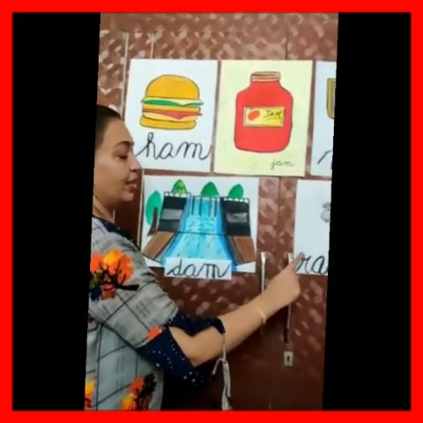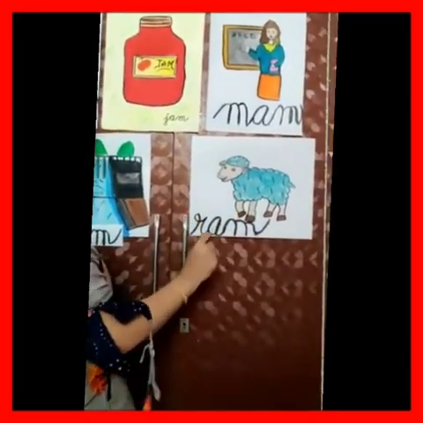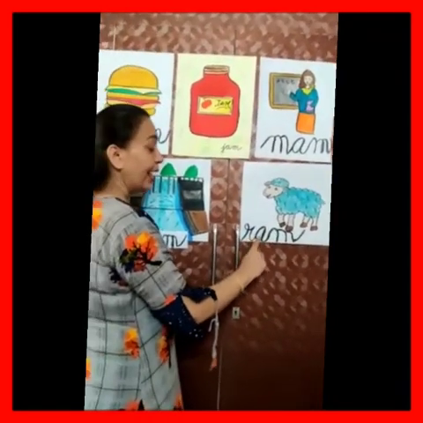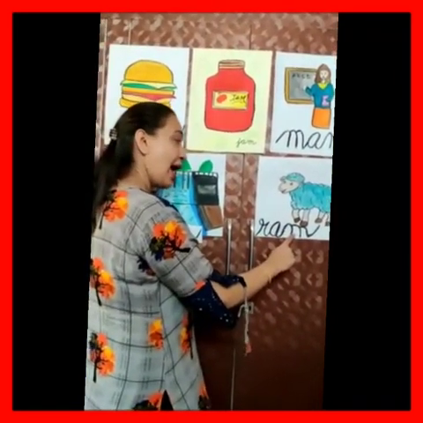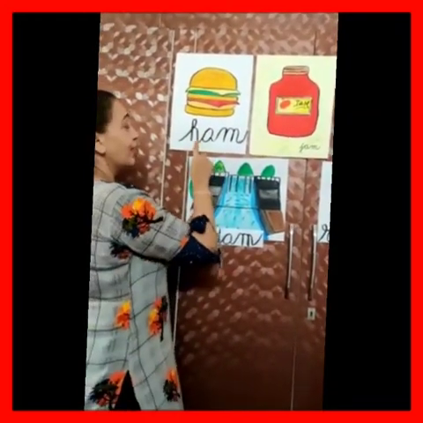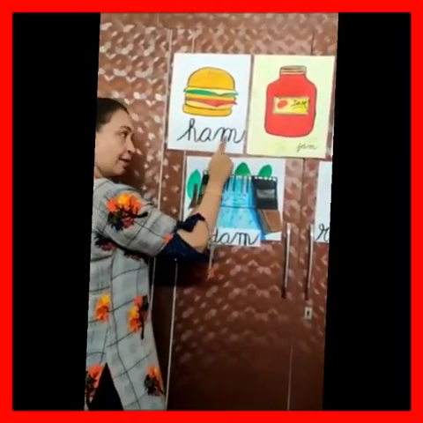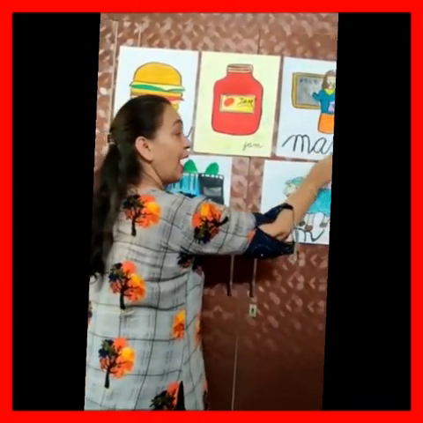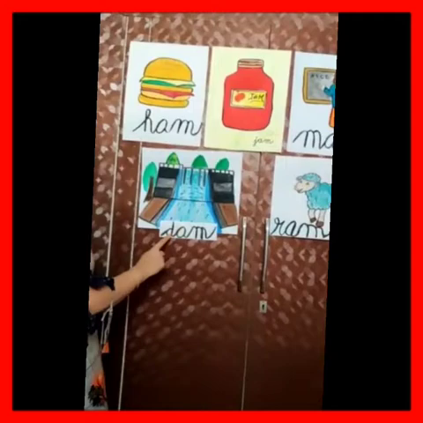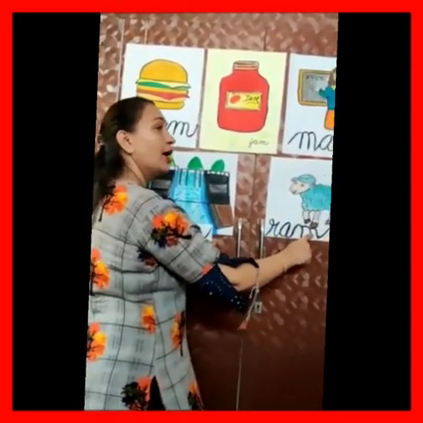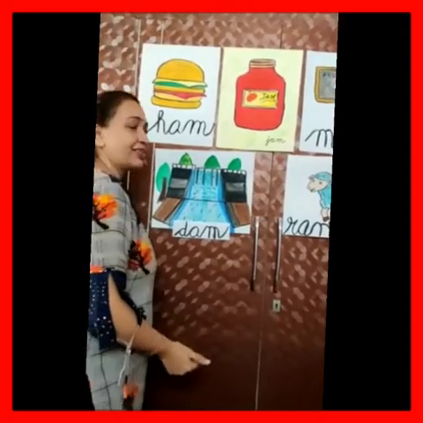डैम. Let's see, this is sheep, but it is male sheep, so we call it ram. Let's read the words again. Ham, jam, ma'am, dam, ram. Now let's take out your reading book.